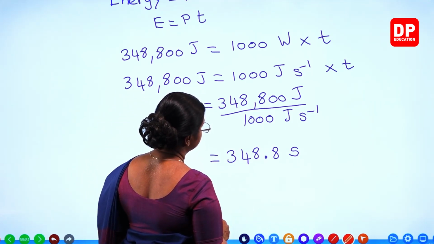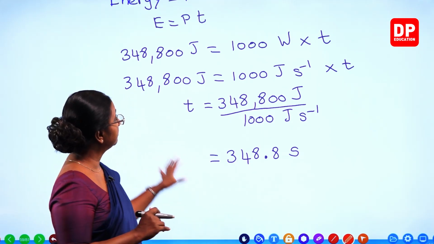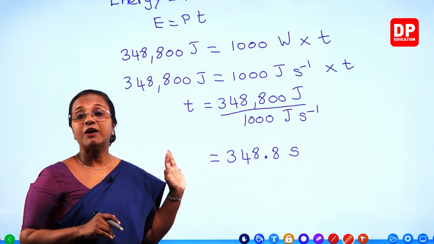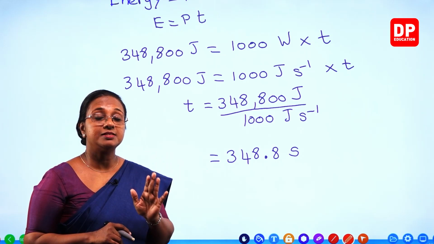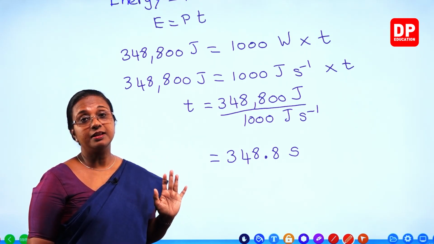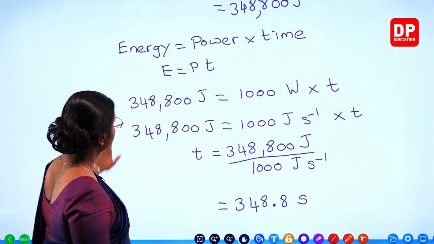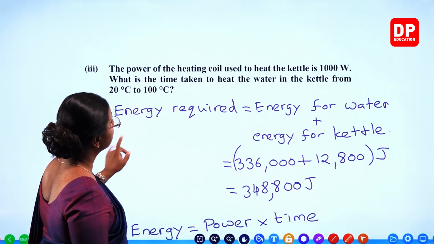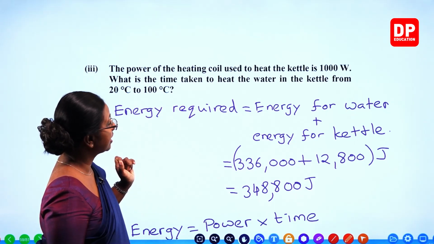348.8 seconds. Is that clear, students? So that is the time taken for the kettle containing 1 kilogram of water to be heated from 20 degrees Celsius to 100 degrees Celsius, if the power of the kettle is 1000 watts. That is what is given here. The power of the heating coil used to heat the kettle is 1000 watts.